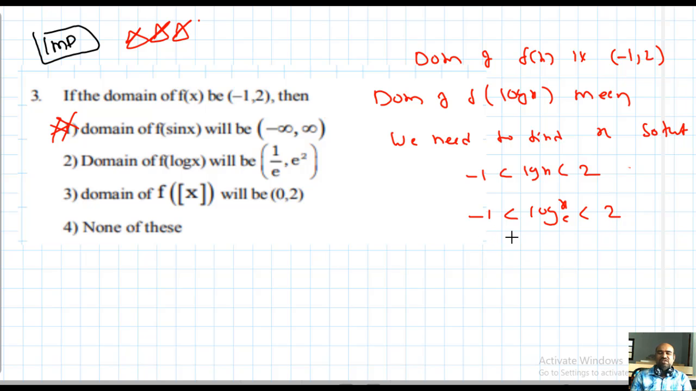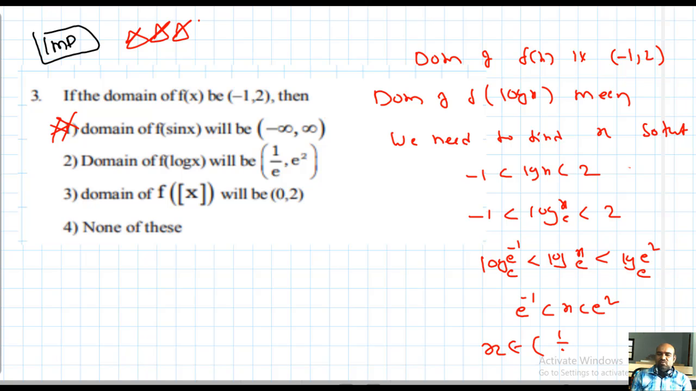Now, applying e on the other side with the base e, instead of minus 1 I can write logarithm of e power minus 1 base e, less than logarithm of x base e, less than logarithm of e square base e. Observe, correct only, no? What is the meaning of that? e is a number greater than 1, so the inequality won't alter. e power minus 1 is less than x, which is less than e square. What is the meaning of that? x should belong to 1 by e to e square. So this is the domain of this function.